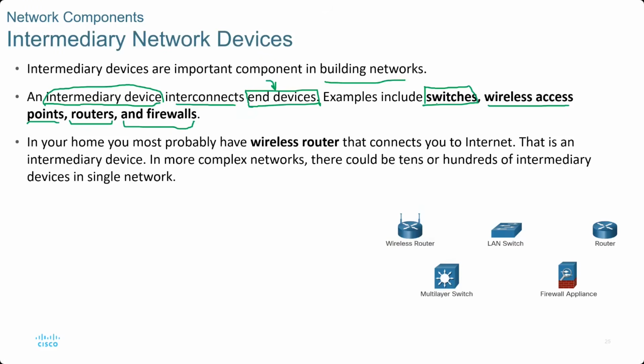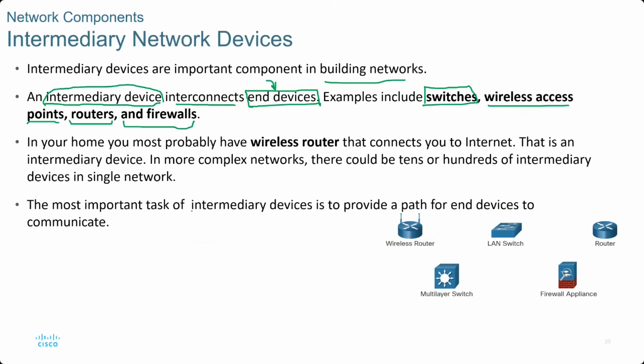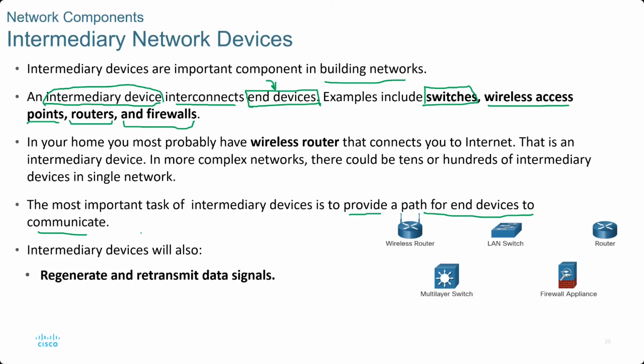So these include switches, wireless access point routers, and firewalls. So we talked about your home example as well. The most important task of the intermediary device is to provide a path for the end device to communicate. That is its main job. There has to be some path through which your message should go anywhere in the world to reach the destination. So these intermediary devices basically provide you those paths. But they would also have some other functionalities as well. It's not just giving you a path.